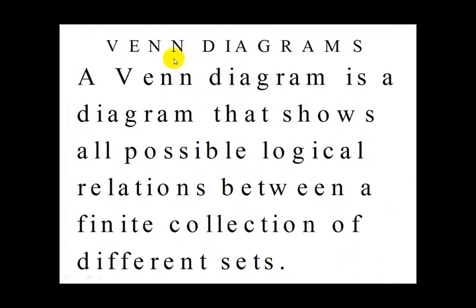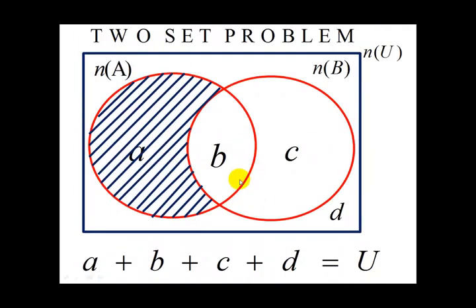Now, let's consider a Venn diagram. A Venn diagram is a diagram that shows all possible logical relations between a finite collection of different sets. Now, we consider a two-set problem. n(U) is the universal set.